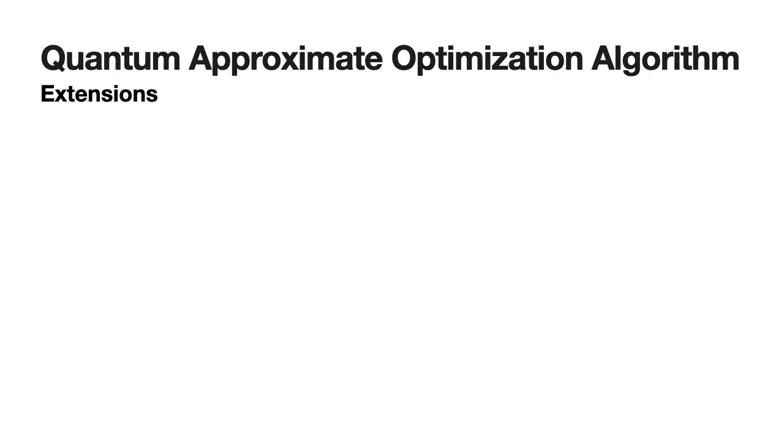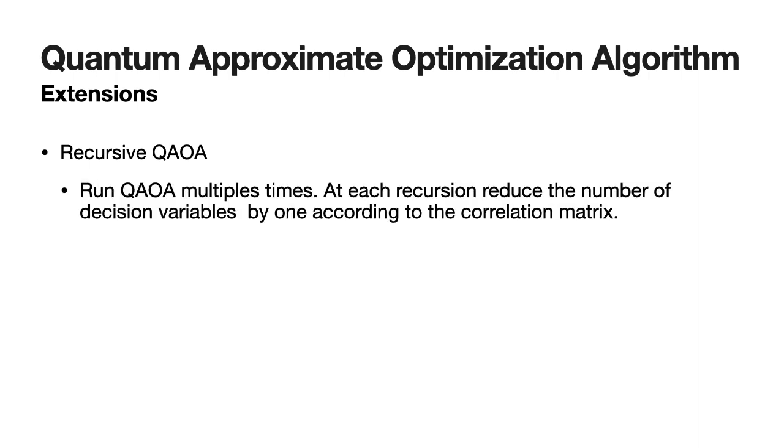While basic QAOA shows promise, researchers have proposed some interesting extensions. One approach is recursive QAOA, where you recursively run multiple rounds of QAOA, and at each stage, you reduce the number of decision variables by 1 according to the correlation data from the previous round.